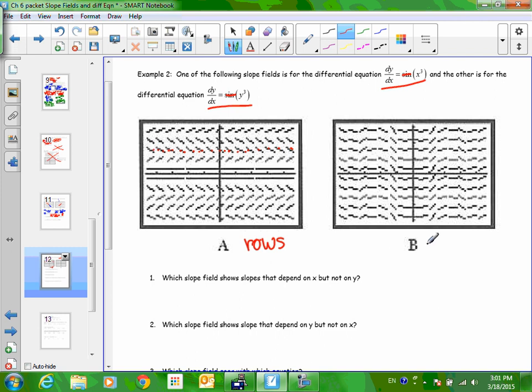Over here for B, we have some columns. So I'll pick this one. Okay? When x is, we'll just say 4 or something, I don't know, it doesn't matter what the y value is. You see how it's the same all the way up and down? So I want you to think about which one belongs to sine x cubed, which one belongs to sine y cubed. I want you to write it down on your paper. Just take a guess if you're not sure.